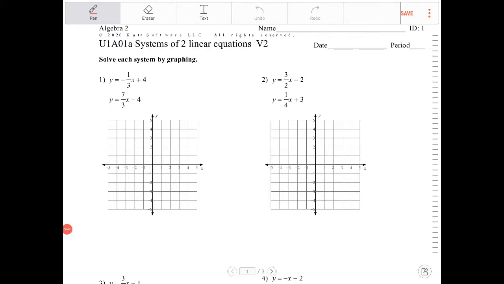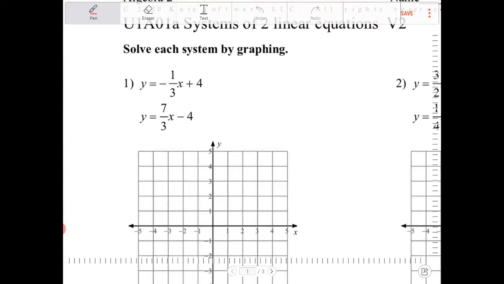In this lesson I am going to go over exercise U1A01a, which is an exercise on solving a system of two linear equations. Now I know this is not the first time that you are seeing this, which is why I'm going to go through this a little quickly, summarizing a lot of key ideas in this video. So let's take a look.